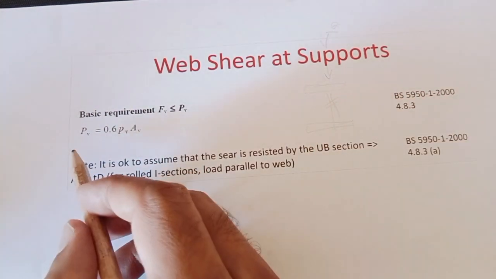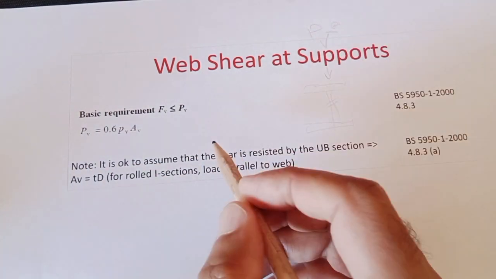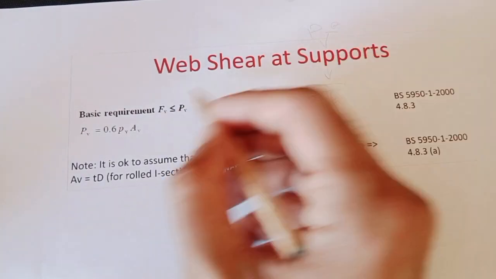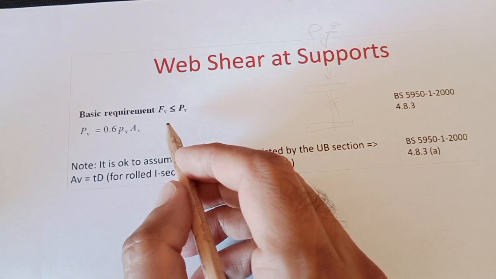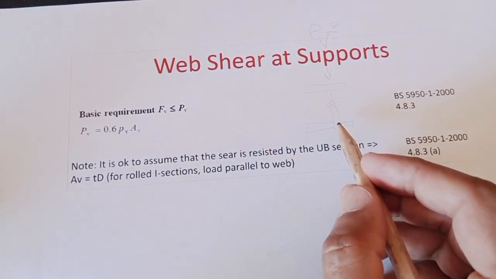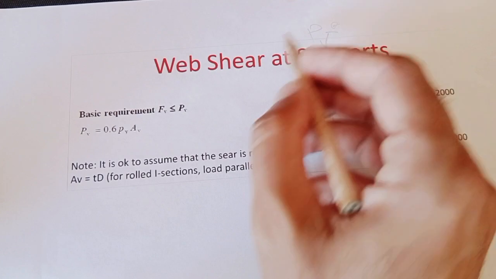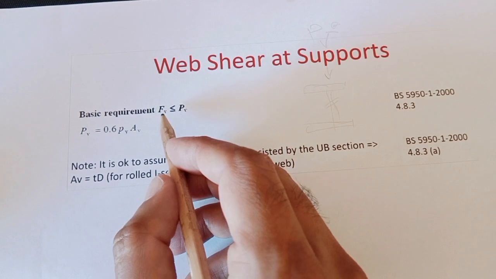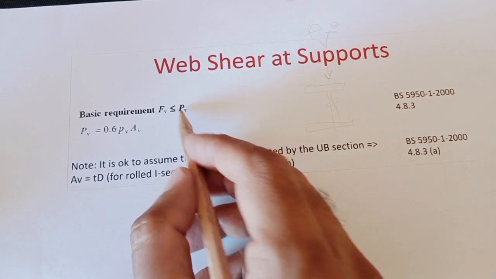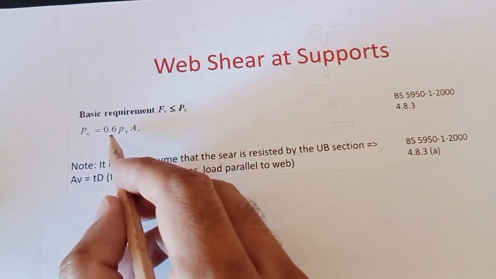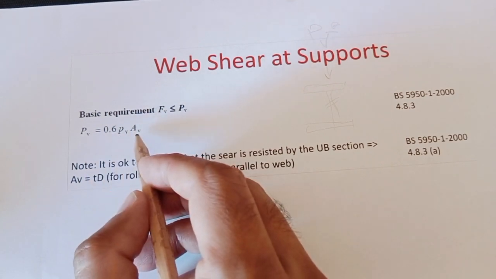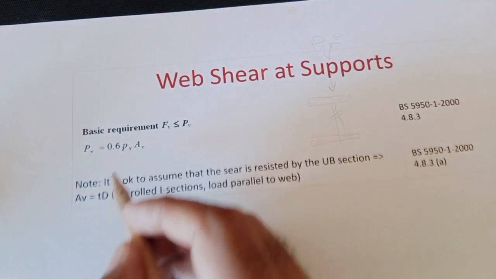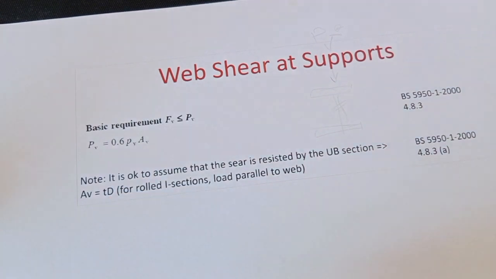So same concept here. If PV is the capacity and V star is the load, or let's say here it is just FV. If FV is the applied shear on the web, it is just the maximum one, and it should be very close to the support points. So FV, the applied design shear, should be less than the capacity shear. And capacity shear is 0.6 PY AV. AV is the web shear area, that is thickness of web times depth of the section.